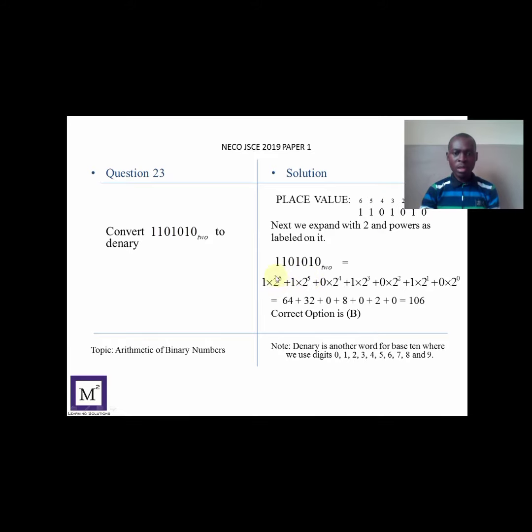Now, what is 2 raised to the power 6? That is 2 times 2 times 2 times 2 times 2 times 2, and that gives us 64. 2 raised to the power 5 will give you 32. 2 raised to the power 4 will give you 16, but 16 times 0 is 0. That's why you're having 0 here. 32 times 1 is 32. That's why you're having 32 here. 64 times 1 is 64. That's why you're having 64 here.